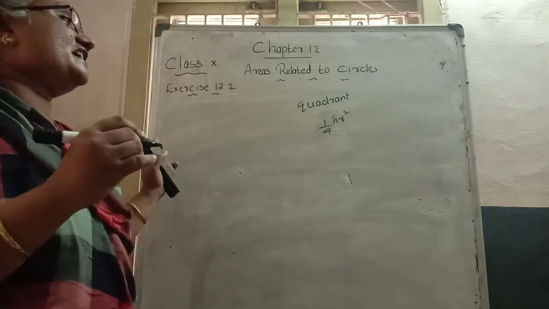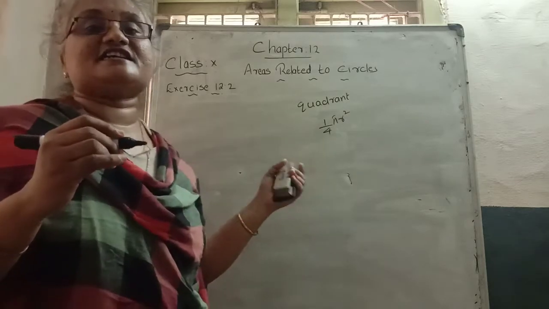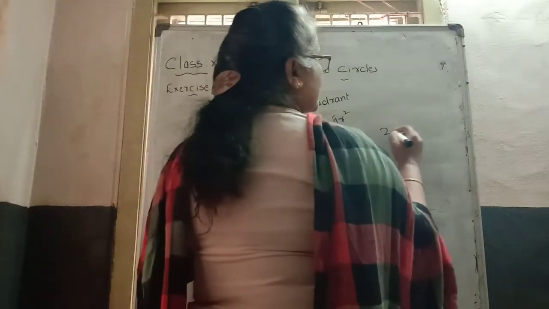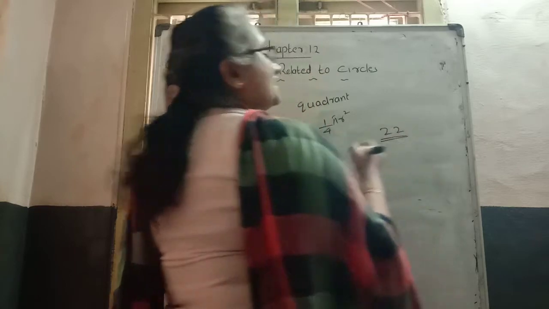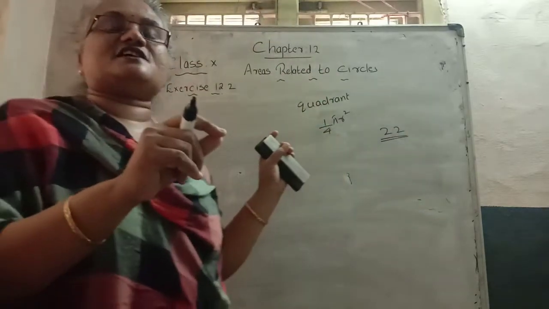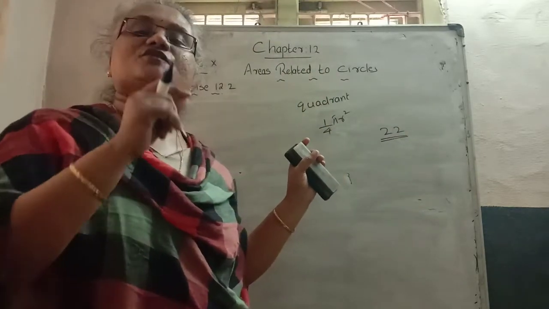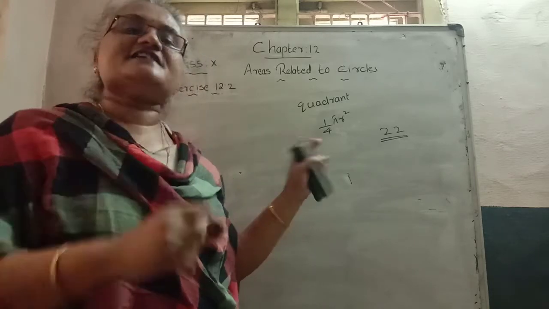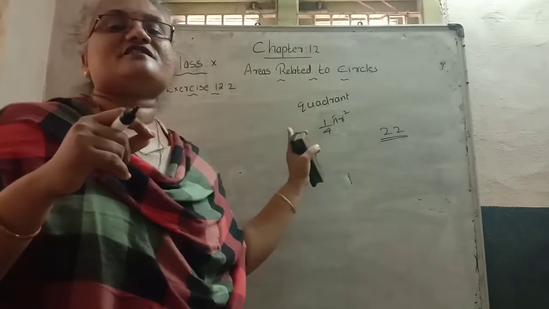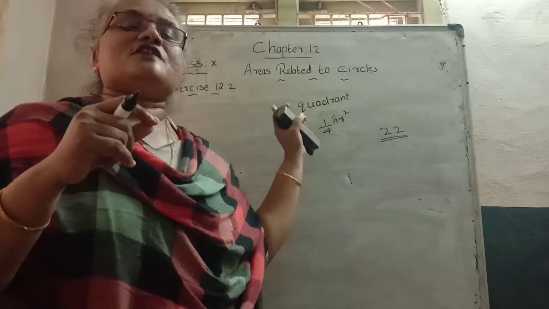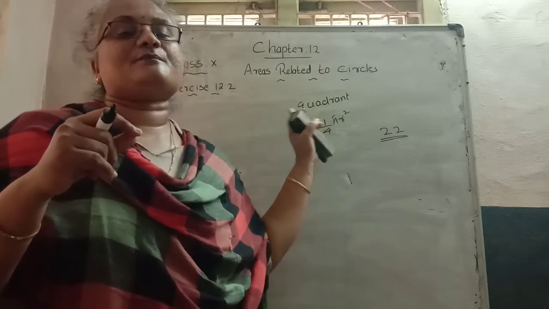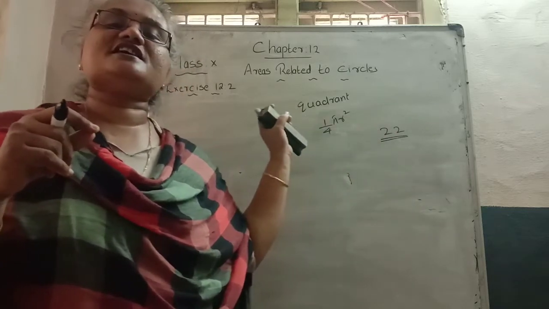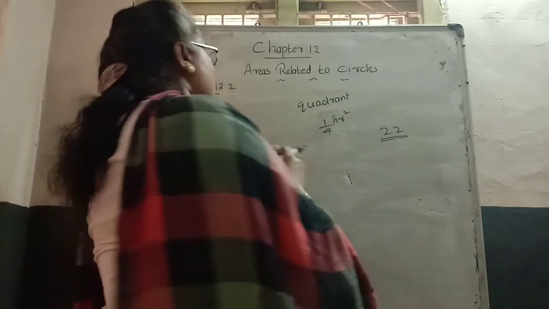Then they gave us the circumference of the circle, not the radius. Using the circumference formula, first we find the radius. After getting the radius, we use the quadrant formula. What is the area of a quadrant formula? 1 by 4 pi r square, apply it and find the area of the quadrant. That is the second question procedure.